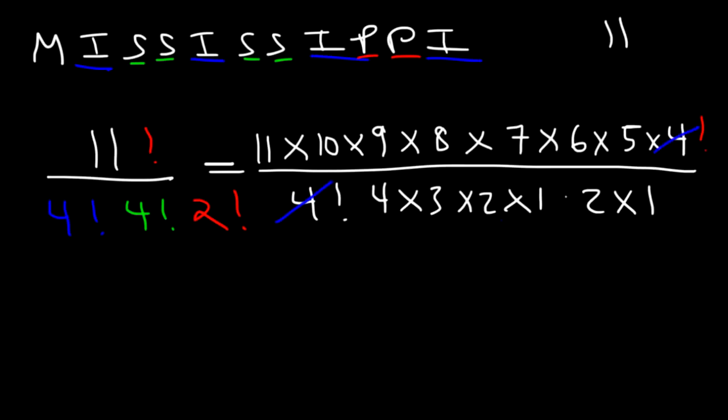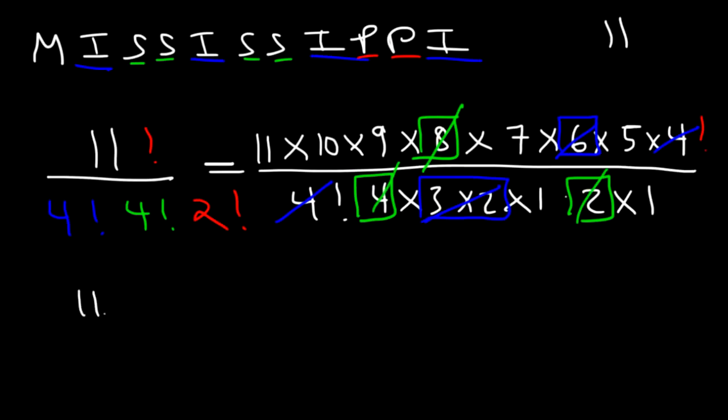And let's see, what else can we cancel? Well, we know that 3 times 2 is equal to 6, so we could cancel those. And also, 4 times 2 is equal to 8, so we could cancel that as well. So what we have left over is 11 times 10 times 9 times 7 times 5.